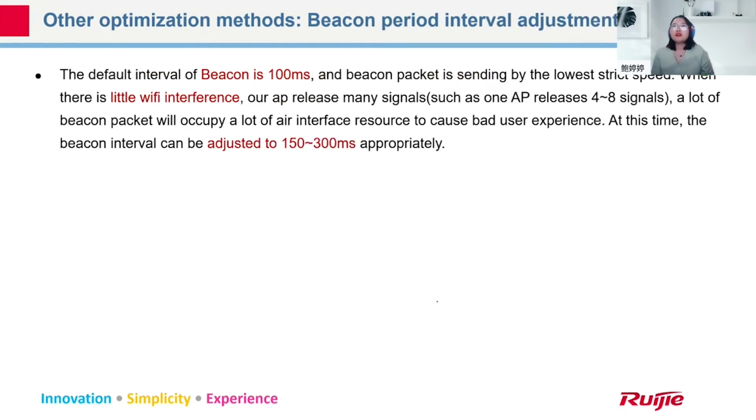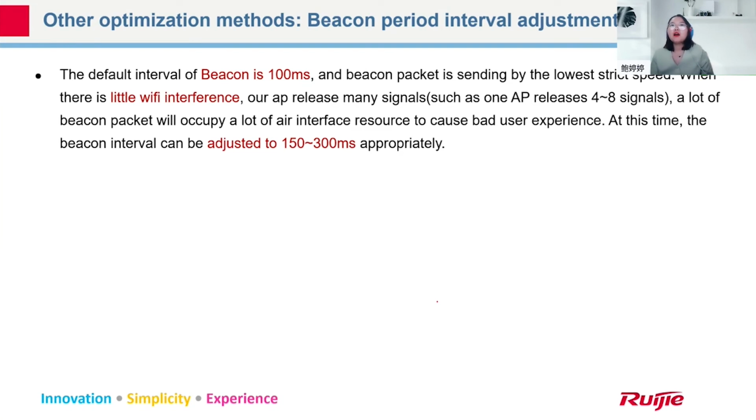And another one is the beacon period interval adjustment. The beacon frame is a special one because we will use this frame to do the communication with the AP, and then devices can search the SSID, connect, and associate with one AP. And by default, we will send out the beacon frame every 100 ms, so the time is very small.